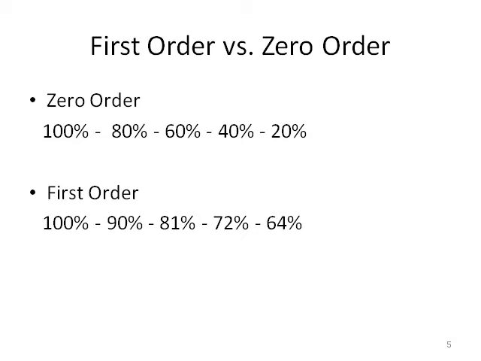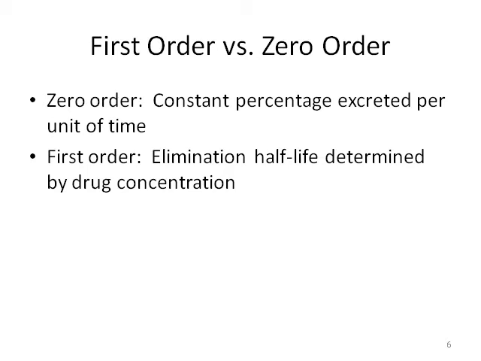Zero order kinetics, we see with some of the anticonvulsants like phenytoin, they have the same amount being removed. In other words, they remove the same amount each time, so you have larger changes occurring, and we have more concerns with zero order kinetics than we do with first order kinetics. Slide 29 is further defining this. Zero order is basically a constant amount excreted per unit of time, whereas with first order the elimination half-life is determined by the drug concentration. In other words, we're taking a percentage of what's left.